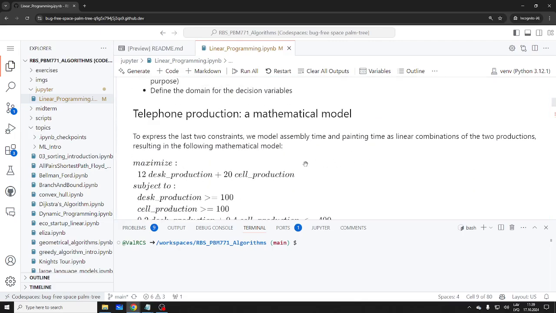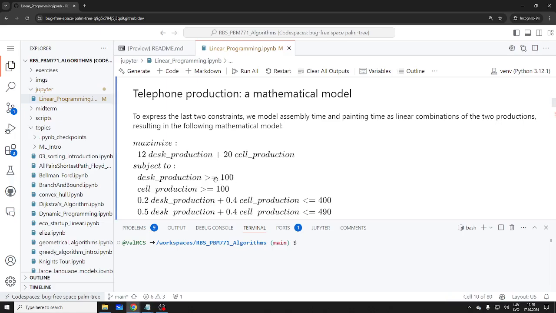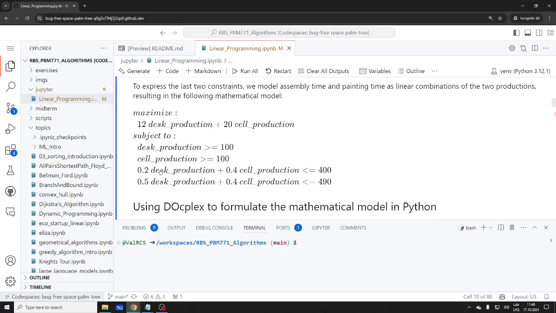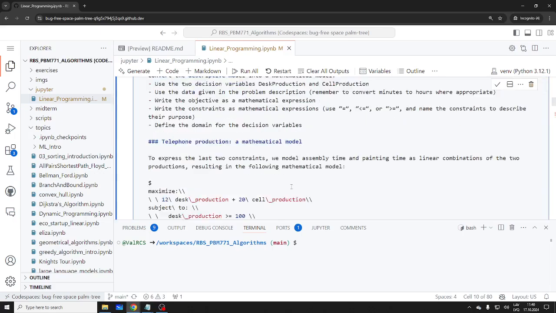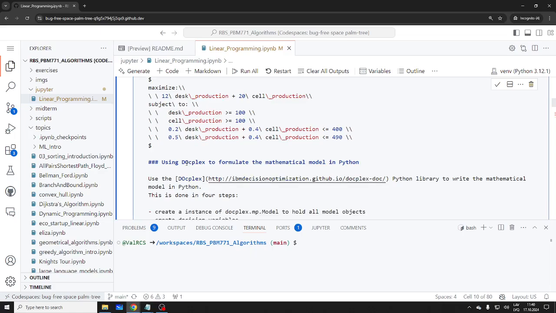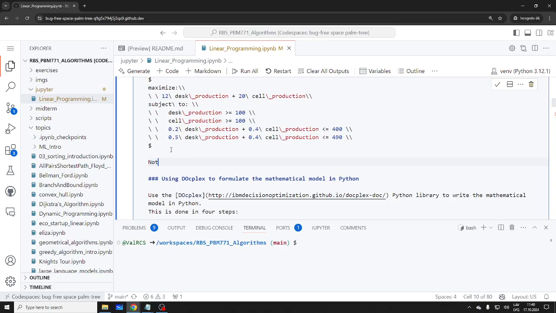So 100, right? So this is okay. So at least 100 each. That makes sense. Also, this is the actual time spent, 0.2 times desk production plus 0.4 times cell production. So this is how many hours are spent on assembly, right? Apparently, painting desk phones is kind of long. So let me put some notes here.